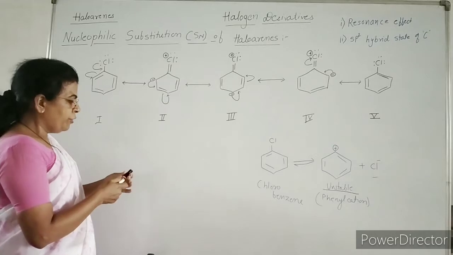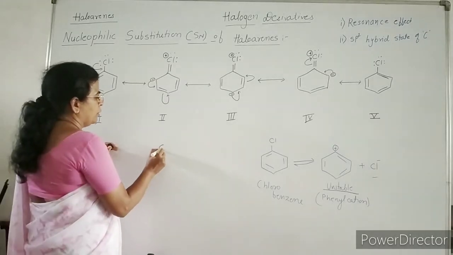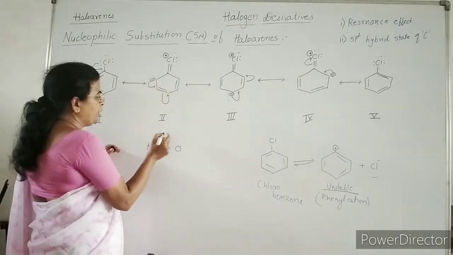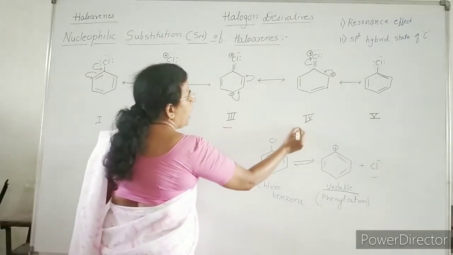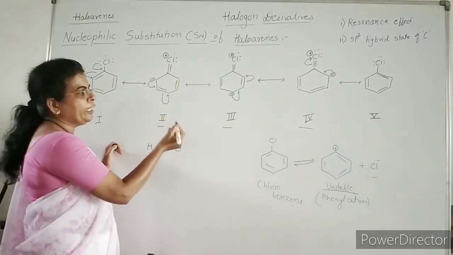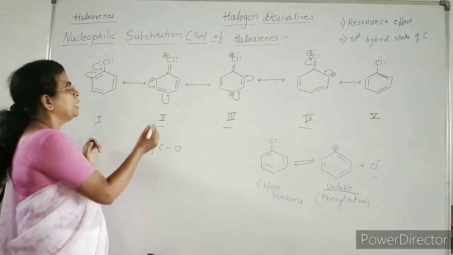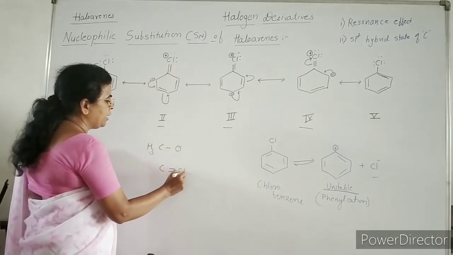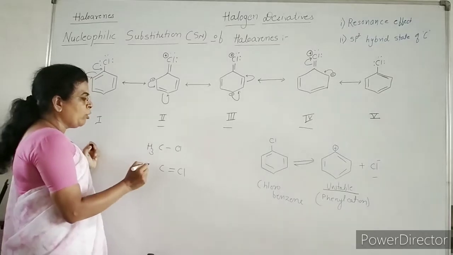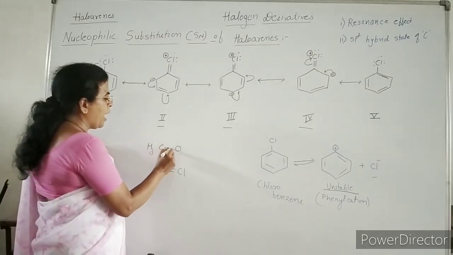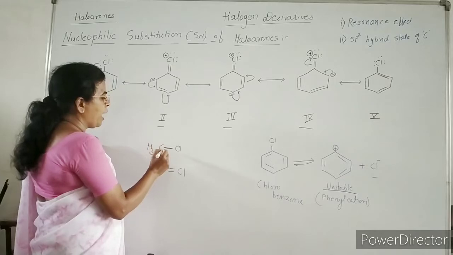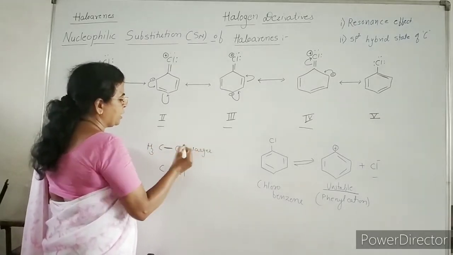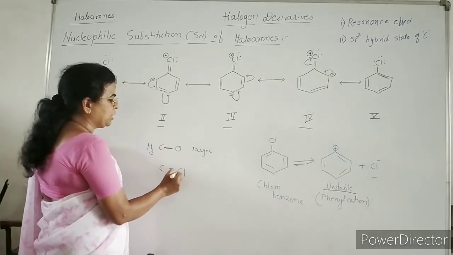Now we have seen the structure of an alkyl halide, for example CH3Cl, and in the second, third and fourth resonating structures of chlorobenzene, there is a carbon-Cl double bond. Now we know that the single bond, that is the C-Cl bond, has a larger bond length as compared to the C-Cl bond with double bond character.